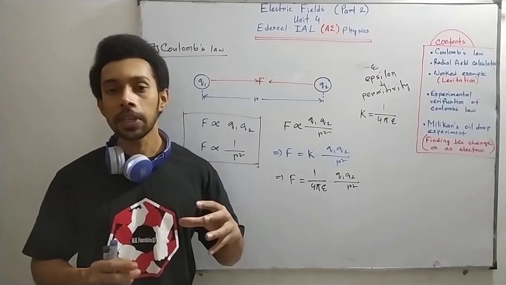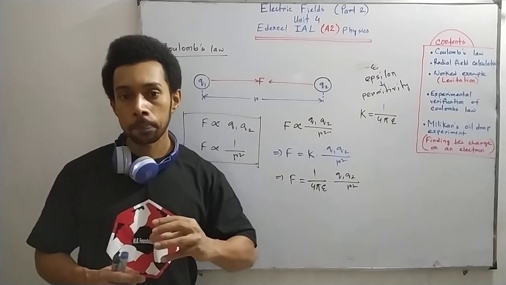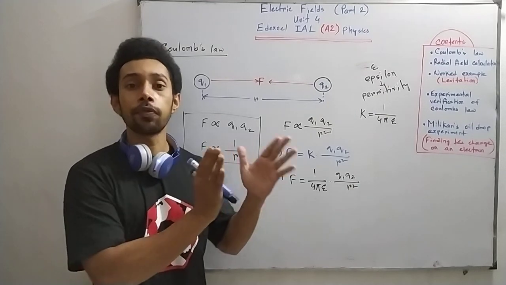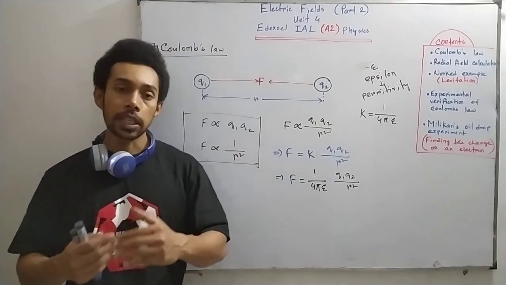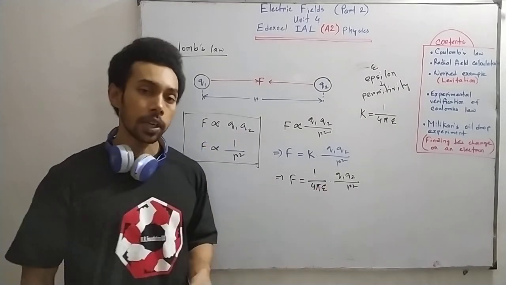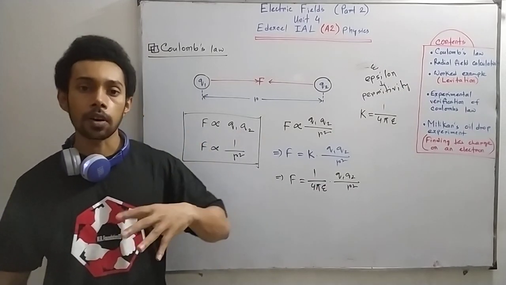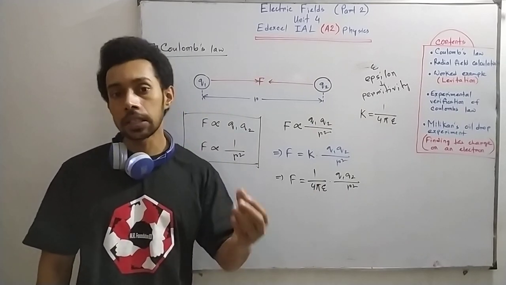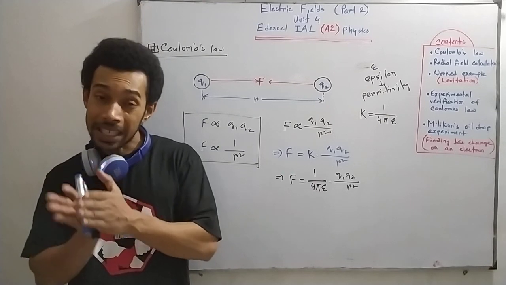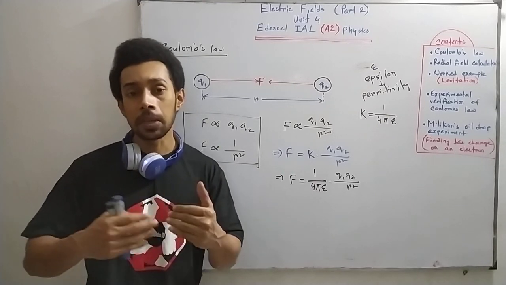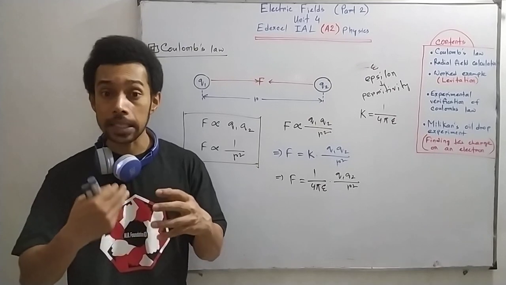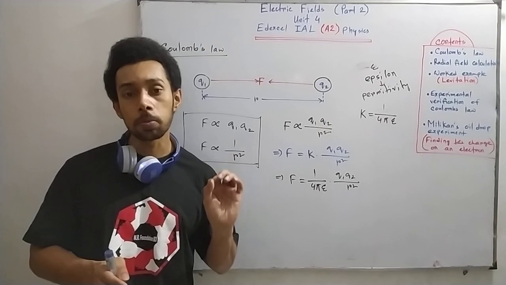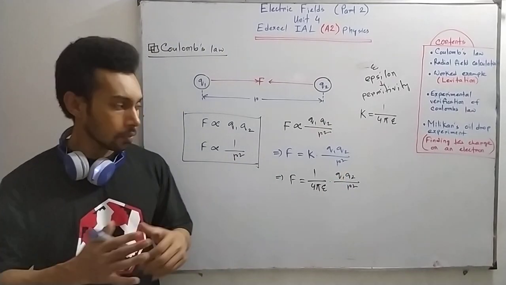Okay, so permittivity is a measure of how easy it is for an electric field to pass through the medium. So it is different for different media. Okay, so permittivity is defined for particular media. So the permittivity of a particular medium is defined as a measure of how easy it is for an electric field to pass through that medium.